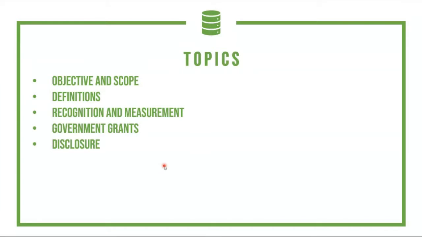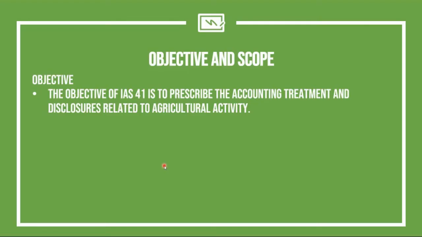So for the concepts that we will be discussing today, that's going to be subdivided into five. We will be discussing the objectives and the scope of the standard. We will be discussing the various definitions. We will also be having the recognition and measurement, as well as the accounting for government grants relating to agriculture. And finally, we will have the disclosure requirements. So to start with, let us have already the objective and the scope.